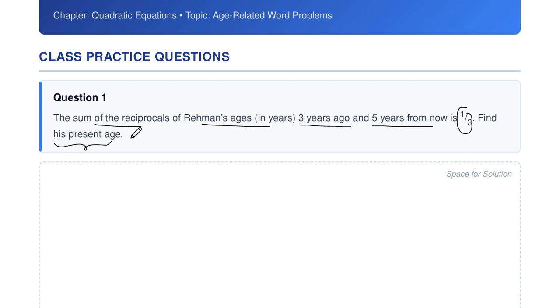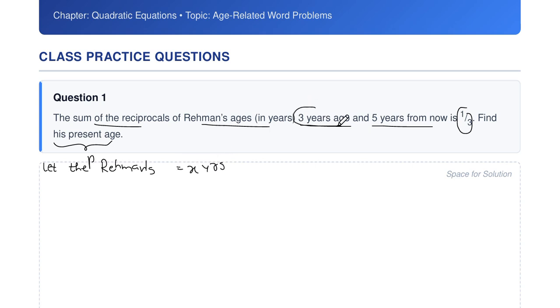So first thing is, whatever you have to find out, let us consider as x or y. Here only one person is there, so we'll consider the Raymond's age. Let the present Raymond's age be x years.